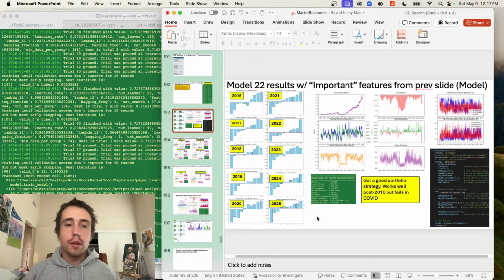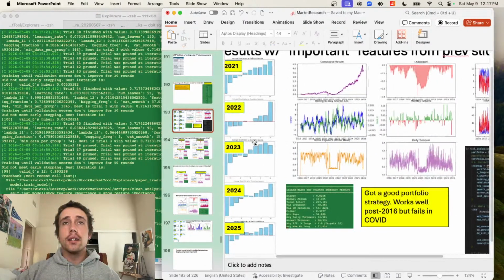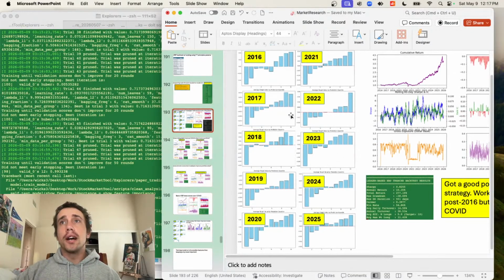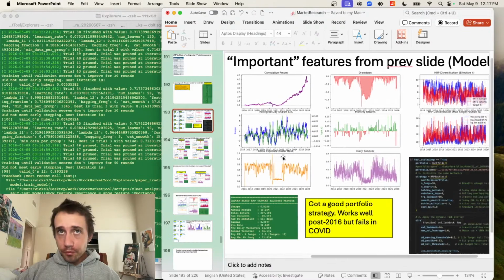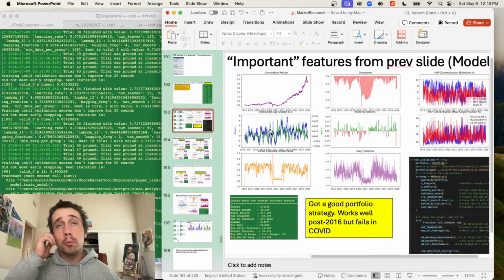Sorry, I should say I dropped out all features with a coefficient of variation above 1 and a mean importance below 5%. So when I did this, I got this decile analysis. Now these look better actually. And when I implemented the same portfolio strategy, you can see that it's doing well from 2016 through 2020, fails from 2020 through mid 2021, and then it does really well afterwards. So this is a much better problem to have.